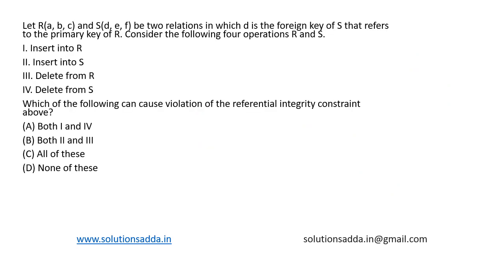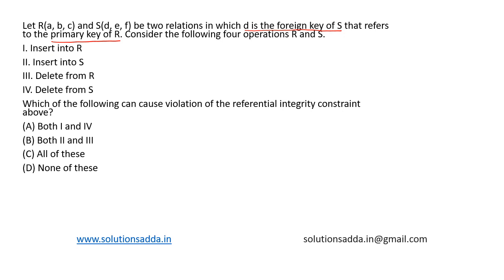This is a question from database. Let R having attributes A, B and C and S having attributes D, E, F be two relations in which D is the foreign key of S. This is an important point. D is the foreign key of S that refers to the primary key of R. Consider the following four operations in R and S: insert into R, insert into S, delete from R and delete from S. Which of the following can cause violation of the referential integrity constraint above?